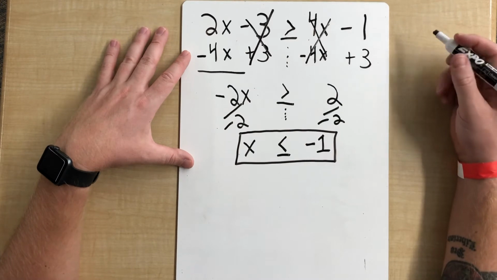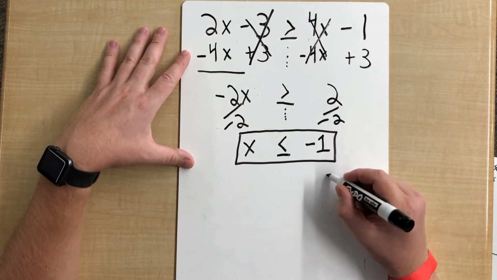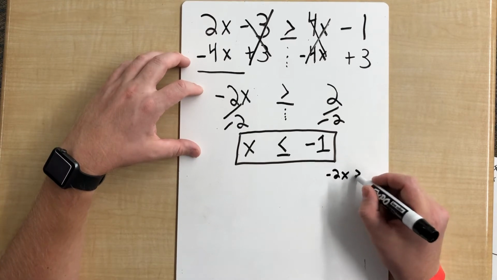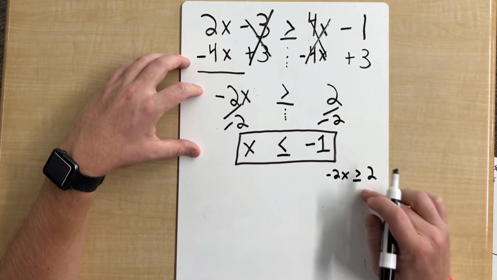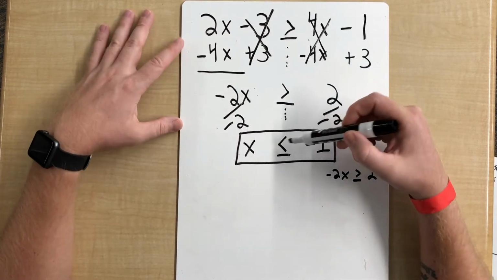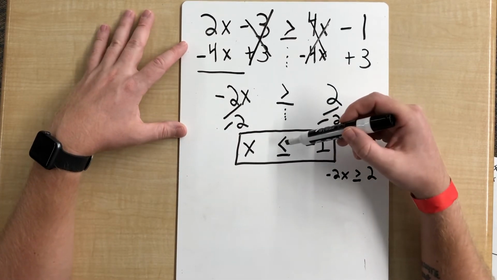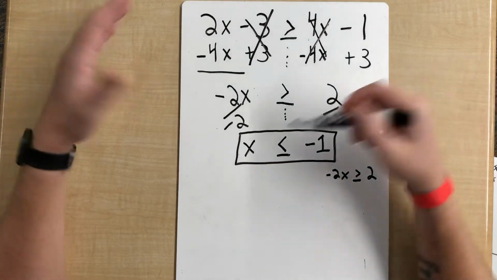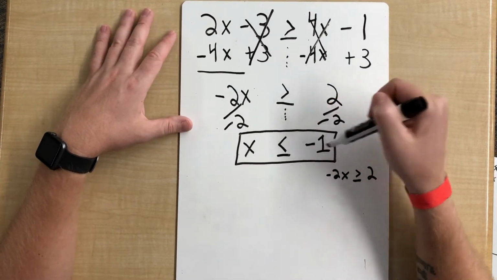All right, let's do a quick test. I'll just use this equation. Negative 2x is greater than or equal to 2. This is before we divide it. I'm going to just fill in a number, see if it works. What is any number that's less than negative 1? Well, less than negative 1 keeps going in the negative direction. Negative 2. Negative 2 is less than negative 1.